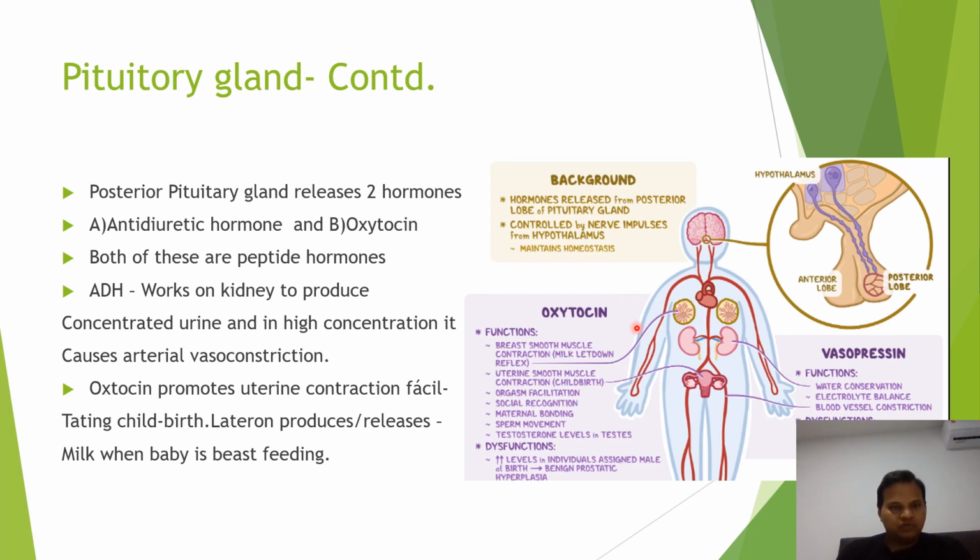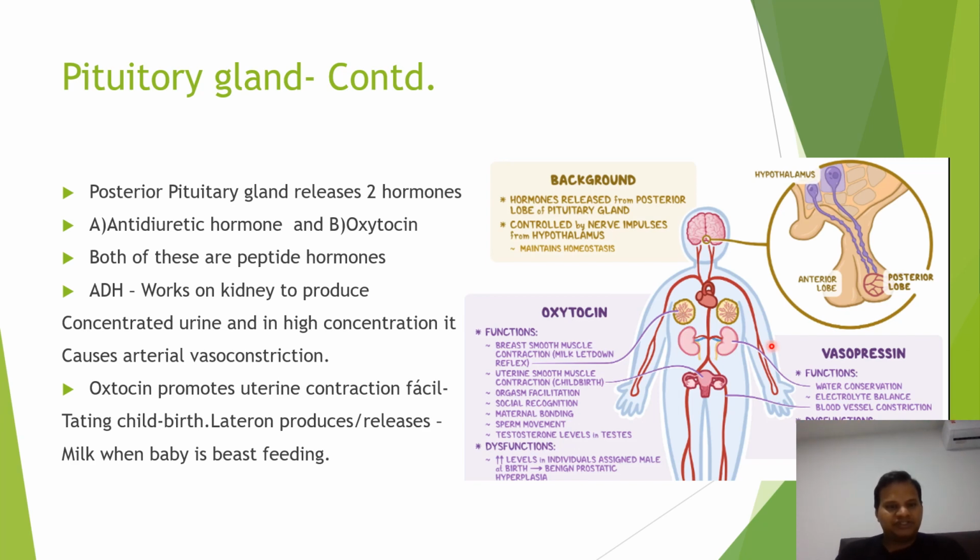So now we see the functions of ADH. What does ADH do? It works on the kidney to produce concentrated urine, and in high concentration it causes arterial vasoconstriction. So the functions are water conservation, electrolyte balance, and blood vessel constriction.